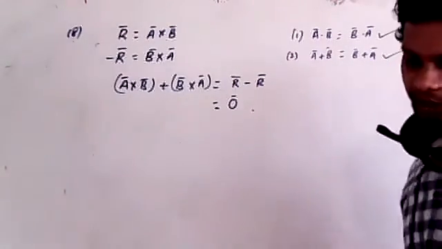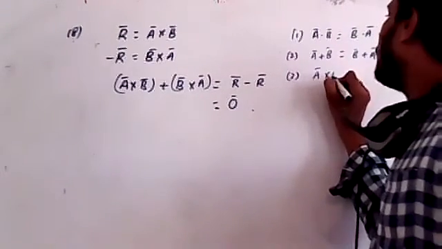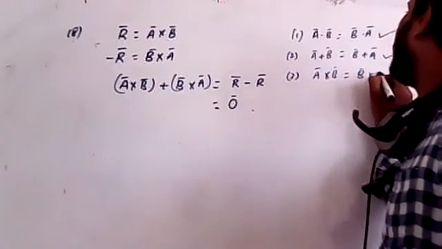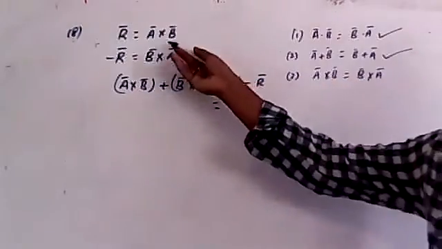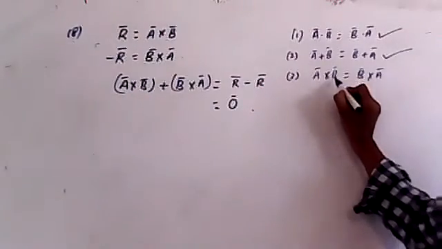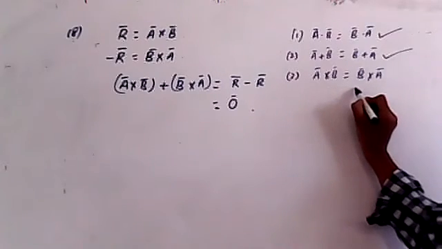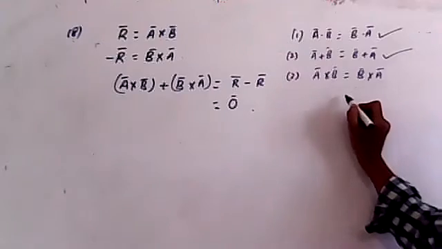Yeah, distributive. Next, third option. What is the third option? A bar cross B bar is equal to B bar cross A bar. Komal, is it correct? Why? See, this point here only we discussed. So A bar cross B bar is equal to minus B bar cross A bar. Okay, na? Therefore, option C is wrong.